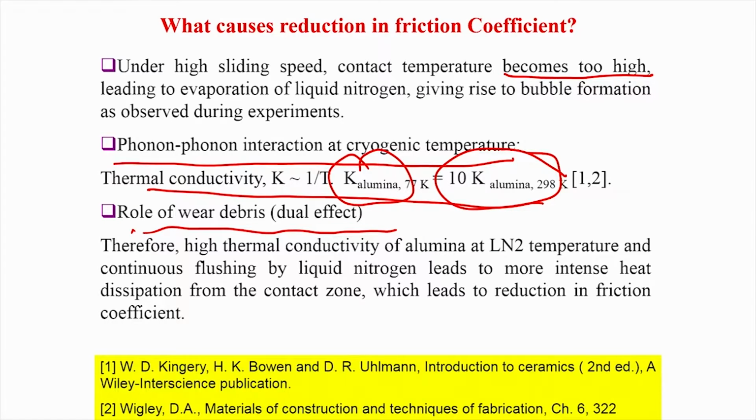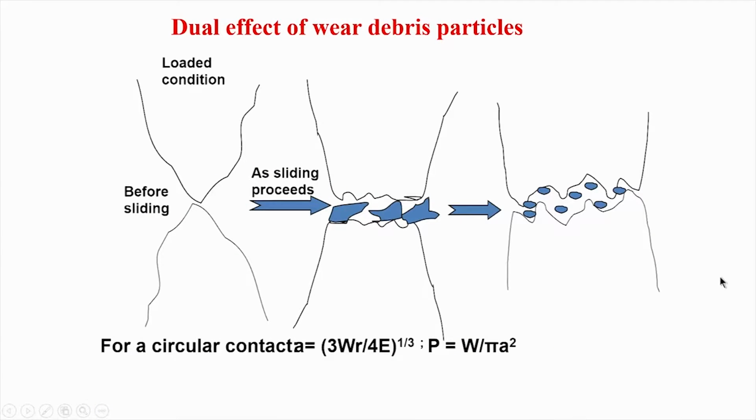So, what is retained, what is therefore very apparent, is that high thermal conductivity alumina at room temperature and continuous flushing by liquid nitrogen leads to more intense heat dissipation from the contact zone, and this can explain the reduction in the friction coefficient. This is a schematic cartoon image.